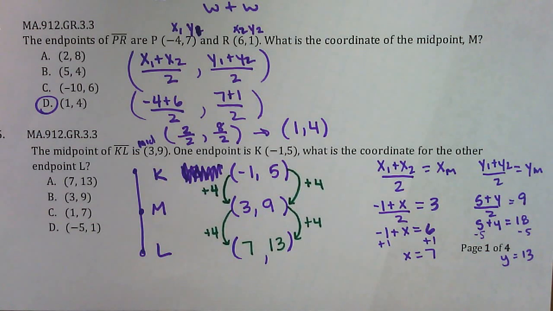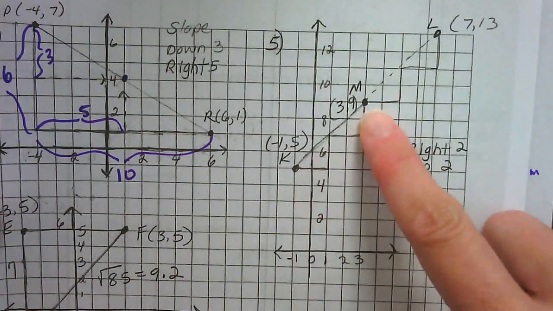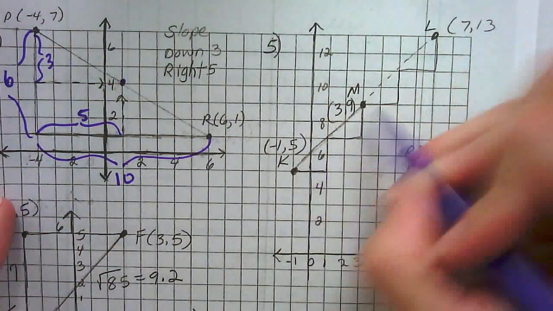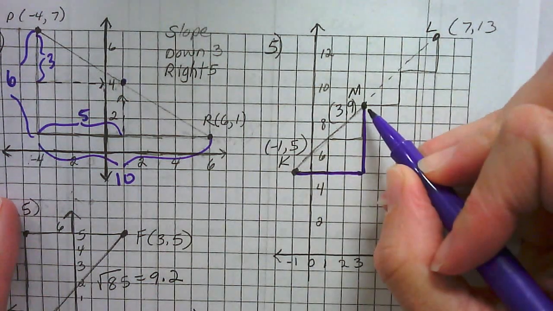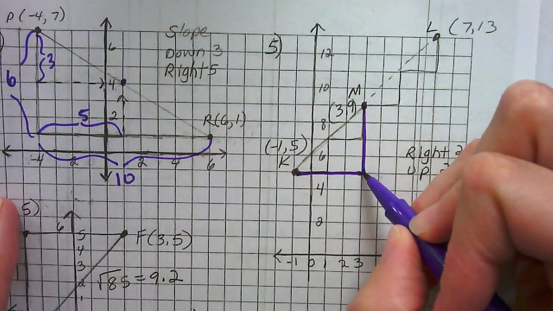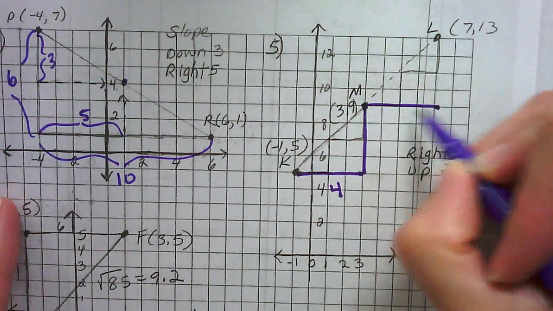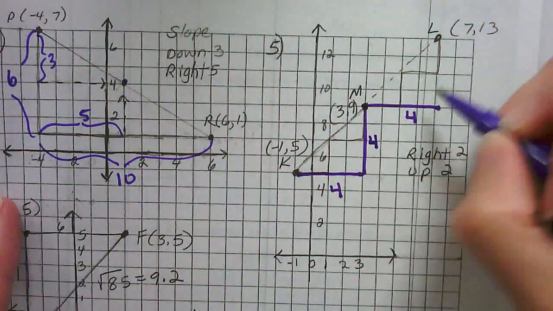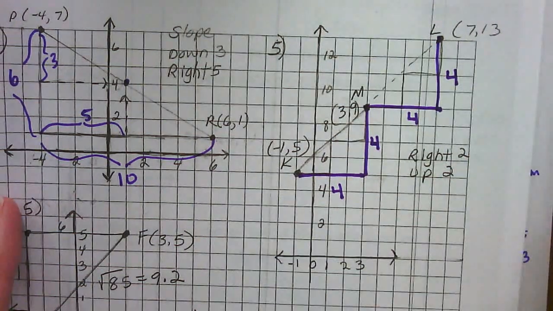Lastly, you could put your points on a graph. So they gave us K, they gave us the midpoint, and we could see how we moved from K to M. If I make a triangle like this, I went over 4 spaces. So to get to the other end, I'd have to go over 4 again. To get from K to M, I went up 4 spaces. So I'd have to go up 4 spaces again. Okay, that's one way you could do that.